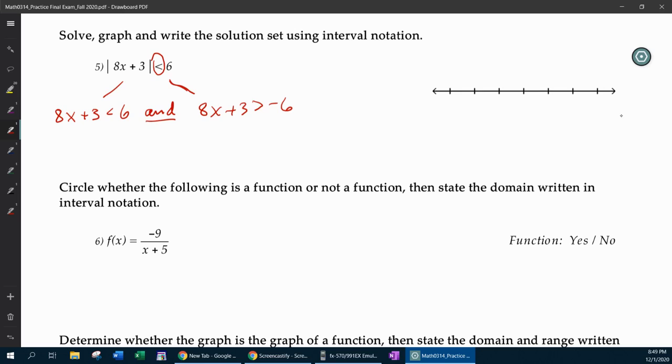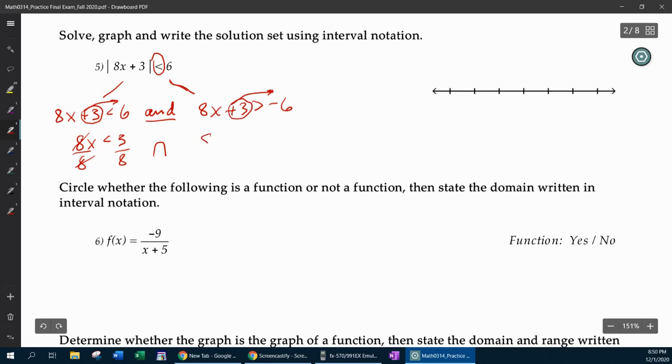Then we're going to solve for x 2 times. 8x less than 6 minus 3, which is 3. Divide both sides by 8. We get x is less than 3/8. And "and" is an intersection, okay?